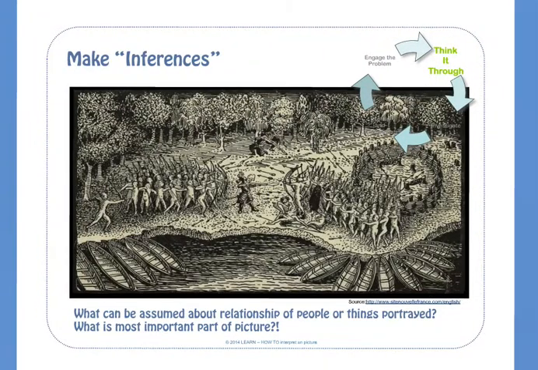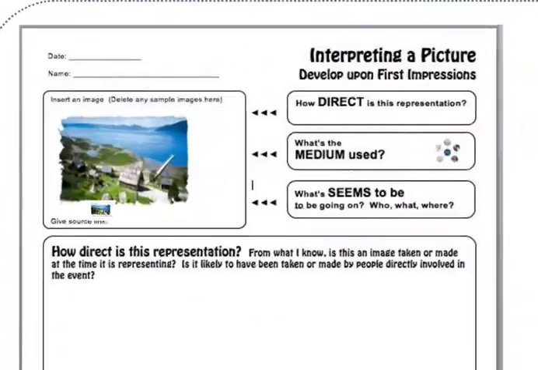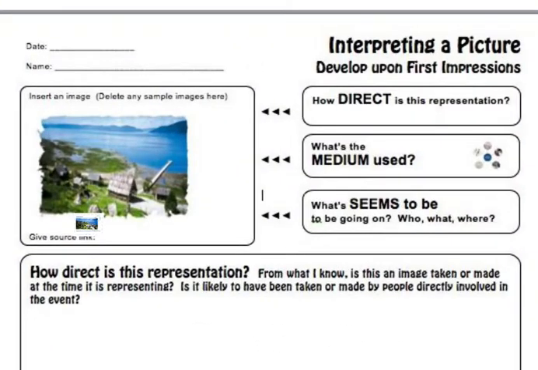We look at certain pictures and we can make inferences about what's going on. This particular picture is fairly active and we can see that there's a fight scene. What can be assumed then about the relationship of people or things portrayed in an image like this? What is the most important part of an image like this? You could use a tool to list your initial impressions and then to make inferences. Write down how direct it is. Write down what seems to be going on.